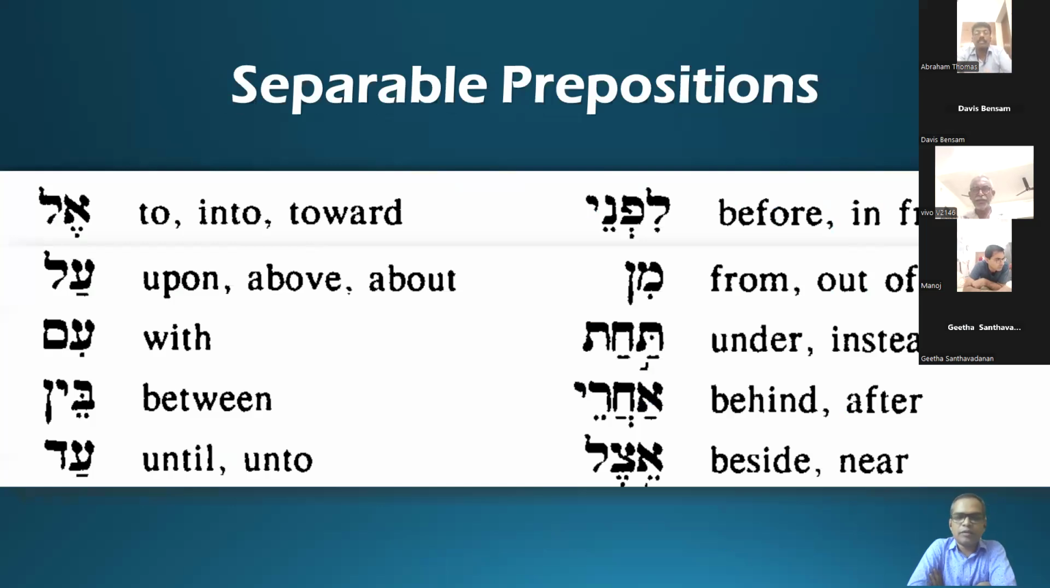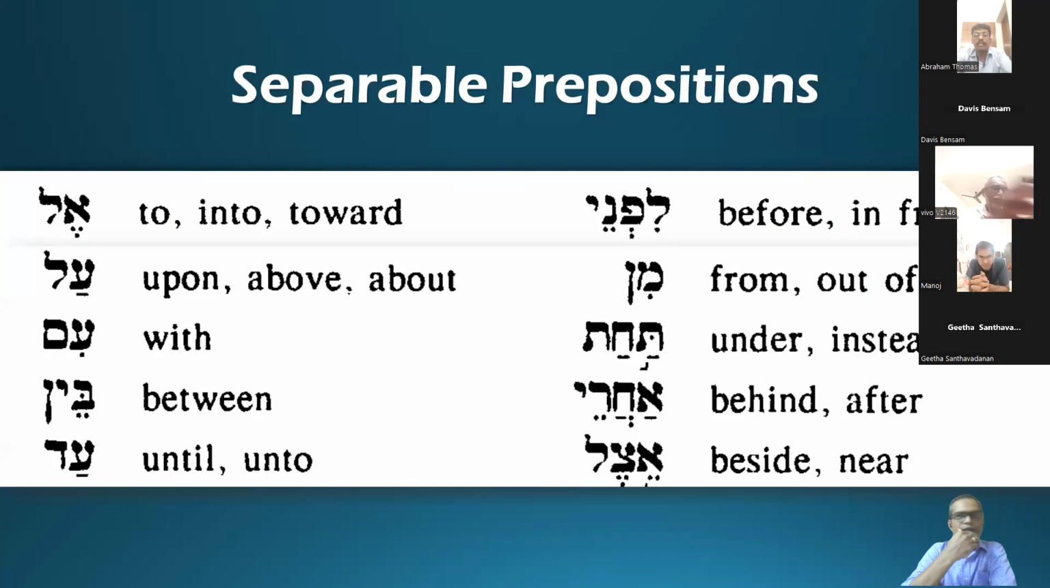Some of the important separable prepositions that you will come across in the Hebrew text are as follows: el, to, into, toward; al, upon, above, about; im, with; ben, between; ad, until, unto; lifne, before, in front of; min, from, out of; tahat, under, instead of; achare, behind, after; etzel, beside, near. These are some of the important separable prepositions you will encounter when you read the Hebrew text.